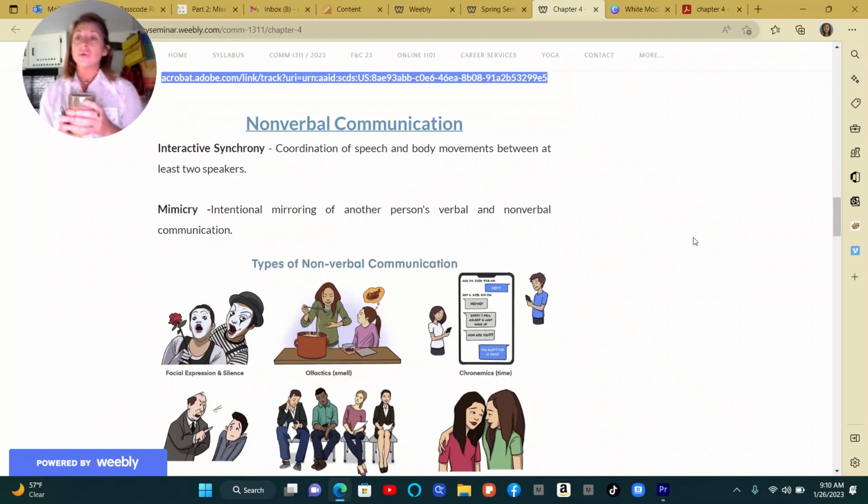Okay. So chapter 4 gets into nonverbal communication and interactive synchrony, coordinated speech and body movements between at least two speakers, interactive synchronization, mimicry, intentional mirroring of another person's verbal and nonverbal communication.